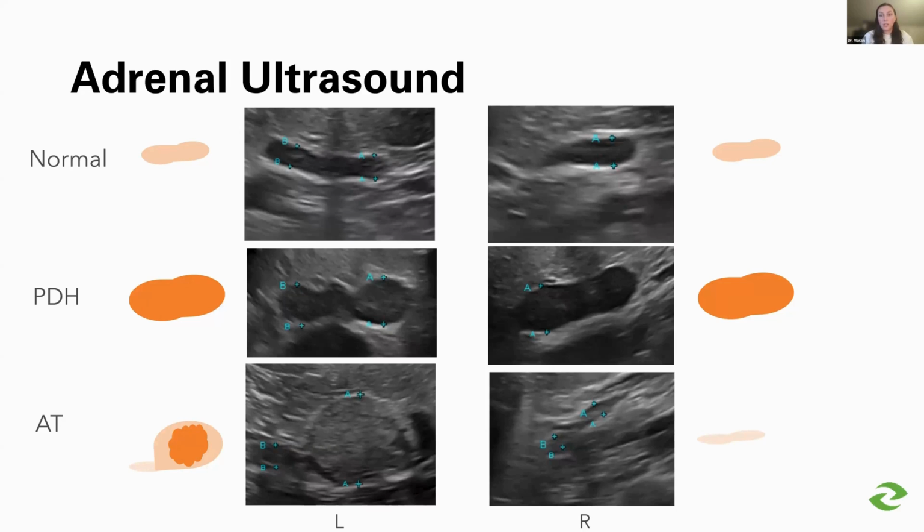In cases such as the one along the bottom, far more important than the finding of the adrenal tumor itself is that the opposite right adrenal and even the normal part of the left adrenal are flat and shriveled.